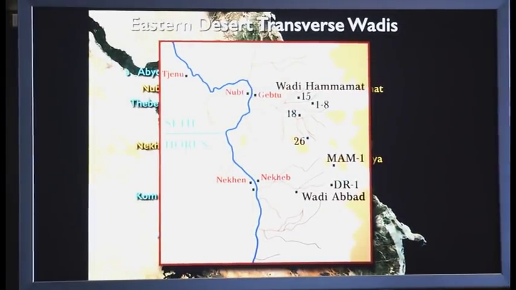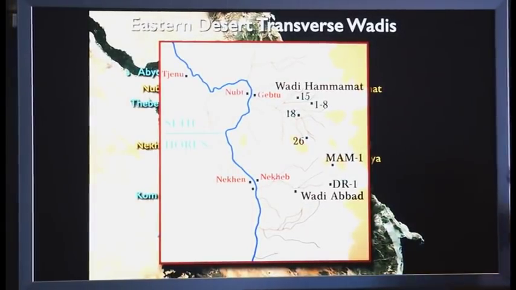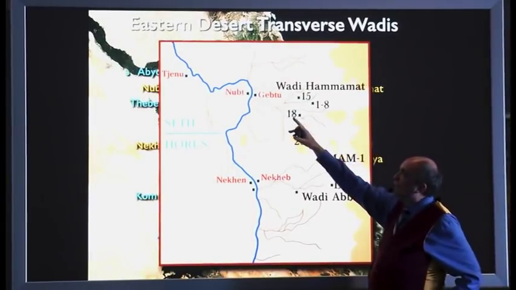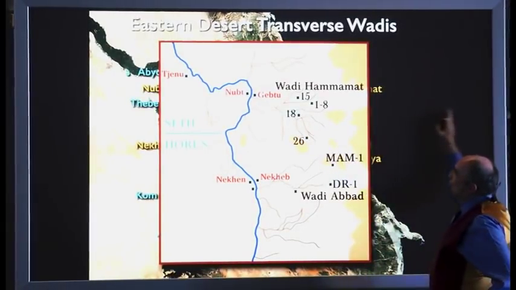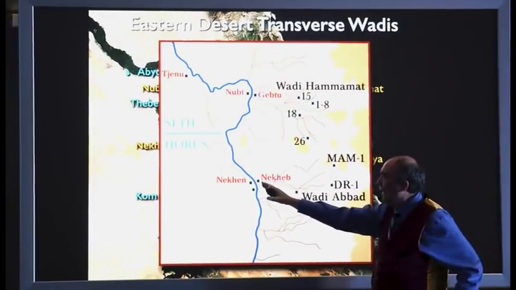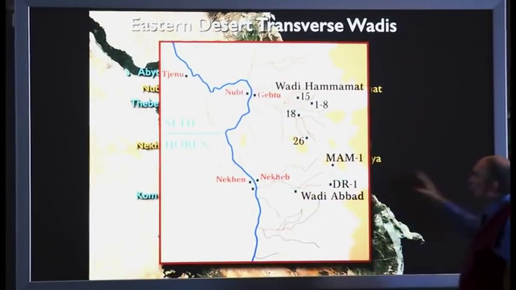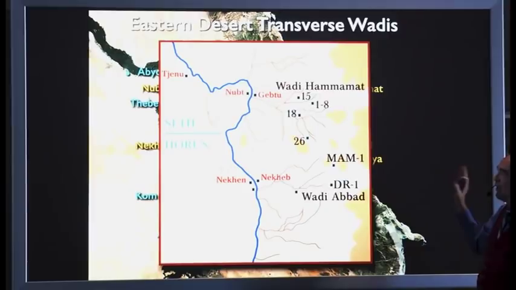So if we look at a simplified map, you have the main transverse wadi from Nubt and Gebtu all the way to the Red Sea, and you have Nekhen and Nekeb on either side of the river going all the way to the Red Sea. The two main transverse routes.